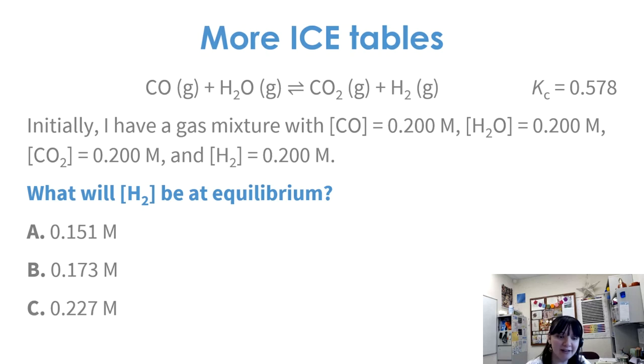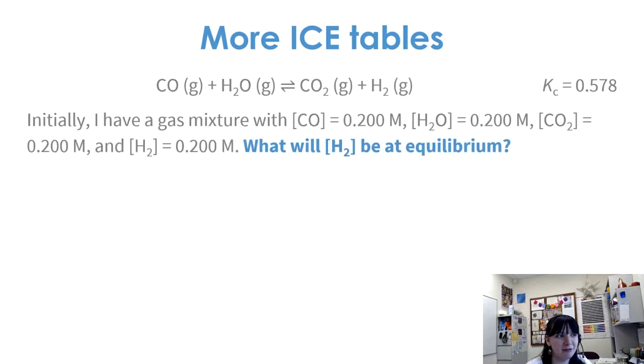But that said, my final answer here for the concentration of H2 at equilibrium, I found to be B, or 0.173 molar. Let's discuss why this is. I'll walk through my whole process right here, and we'll see another example of an ICE table being used to answer this question of our equilibrium concentrations from some maybe non-equilibrium beginnings.